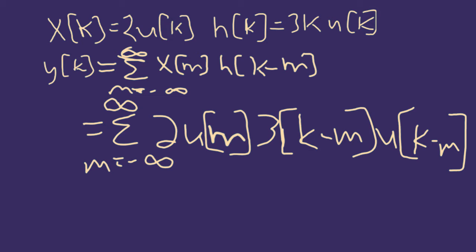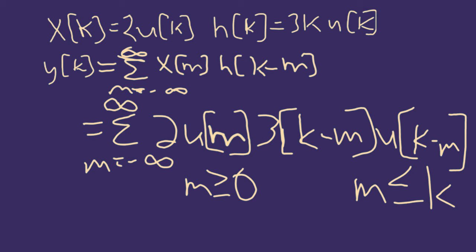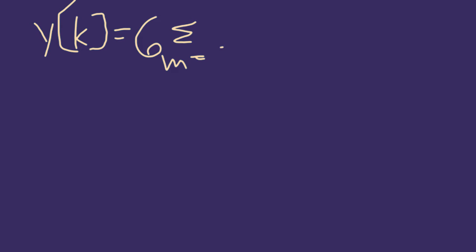From the u sub m, we can get our bounds for the convolution, so we don't have to be going from negative infinity to positive infinity. From u sub m, we get m is greater than or equal to 0, so our bottom bound will be 0. And from the u sub k minus m, we get k is greater than or equal to m, so we go to k. So our new summation is going to be 6, because we can pull out the constant, summation from m equals 0 to k of k minus m.